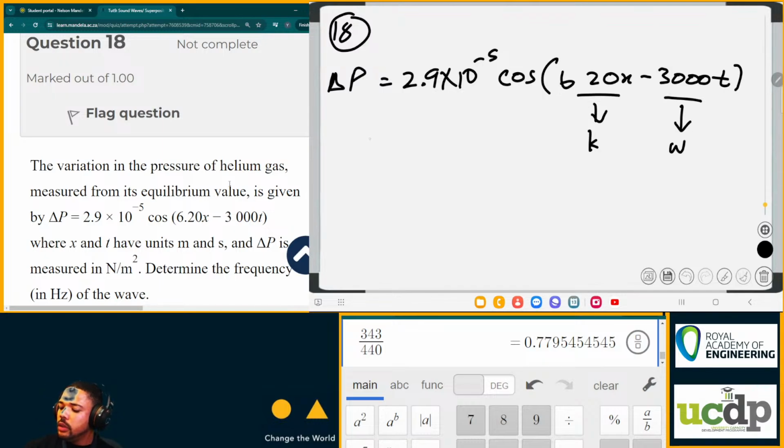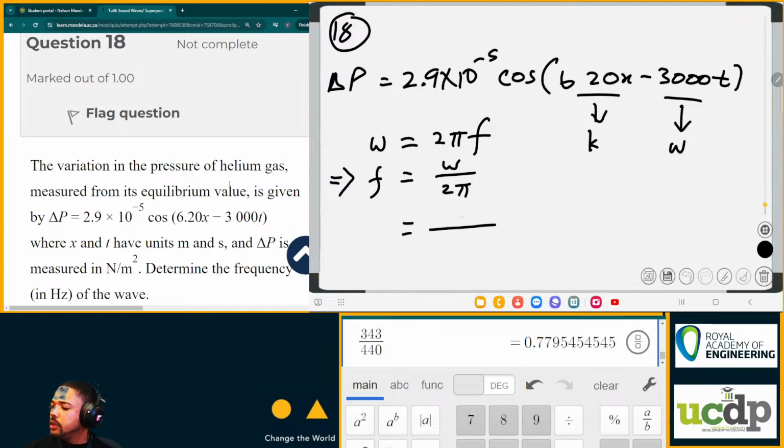Now we know that angular frequency is also equal to 2 pi times normal frequency. Therefore, the frequency that we want is equal to the angular frequency over 2 pi.